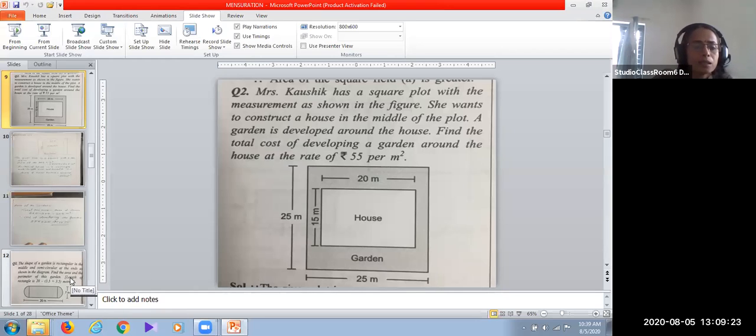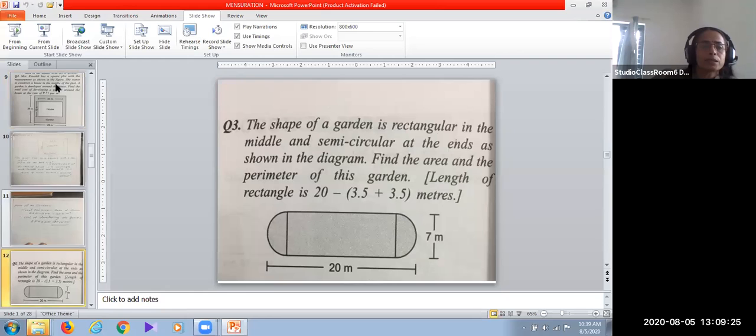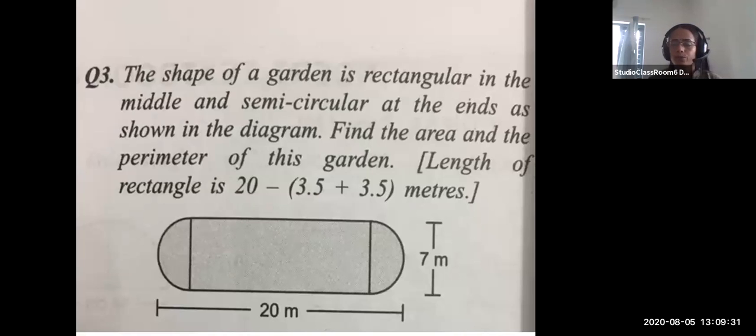It is question number 3 from exercise 11.1. If you have the textbook, take your textbook and write. Those who do not have a textbook, write from the slide. In the textbook, it is exercise 11.1, the third question. Write it.